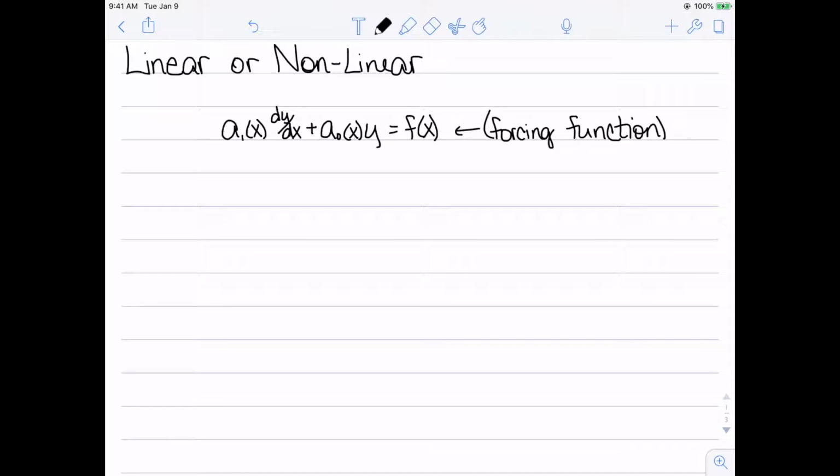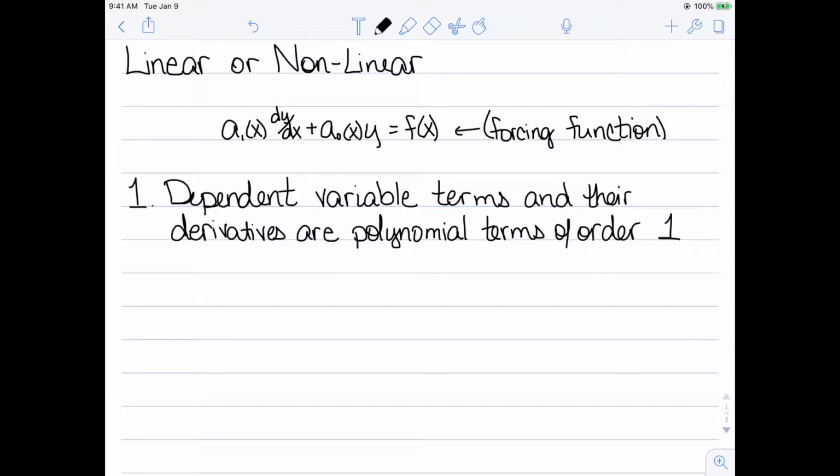Why is this linear? Well, there are two real things that we need to make a differential equation linear. The first condition is that the dependent variable terms and their derivatives are polynomial terms of order 1. So we're going to look at some things that actually violate this.